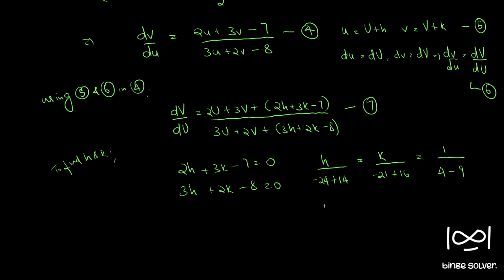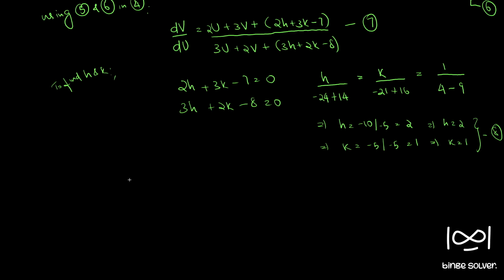So from this we have h is equal to minus 24 plus 14, which is minus 10, by 4 minus 9, which is minus 5, which is equal to 2. Similarly, k equals minus 21 plus 16, which is minus 5, by 4 minus 9, which is minus 5, equal to 1. So we got h equal to 2 and k equal to 1. Let's call this equation 8.